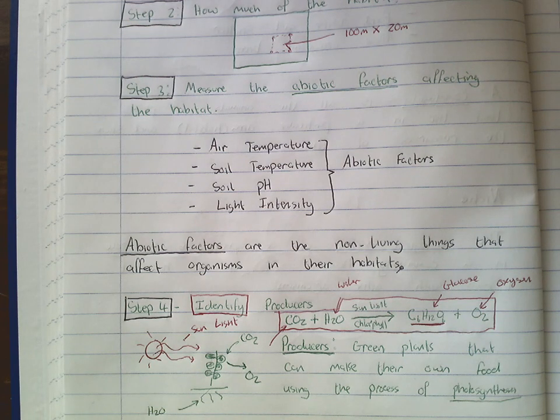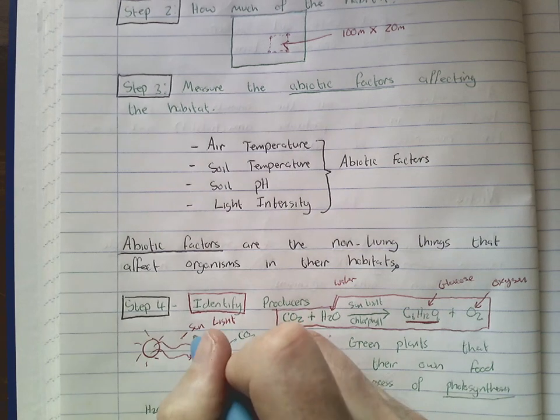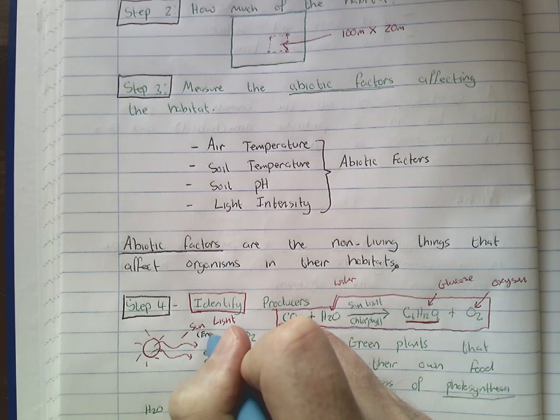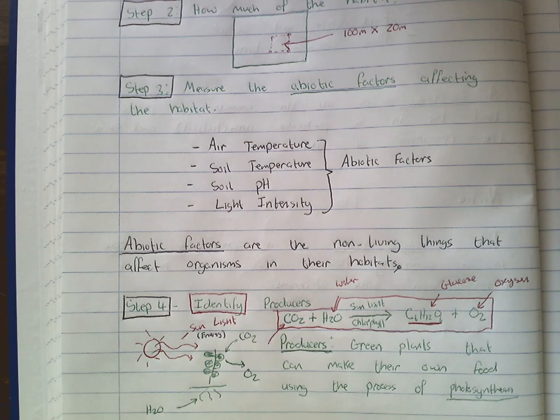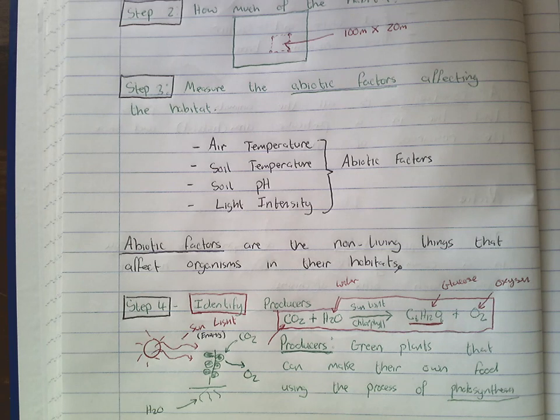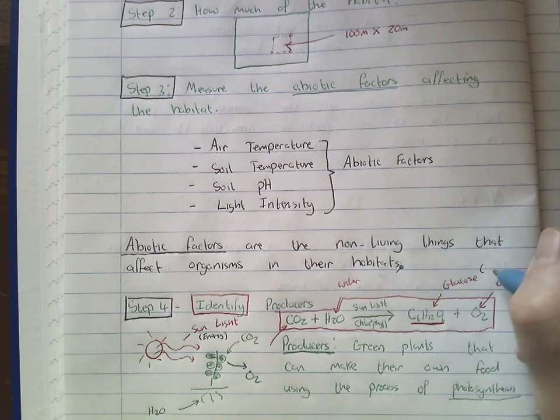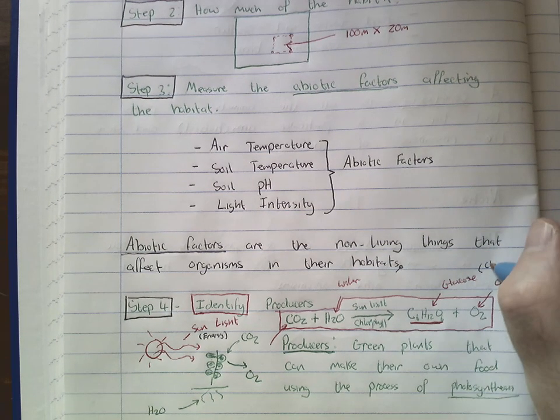Again, these plants or producers are organisms that convert light energy, the light energy coming from the sun, which is a form of energy, into what's called chemical energy. This glucose here would be an example of chemical energy.